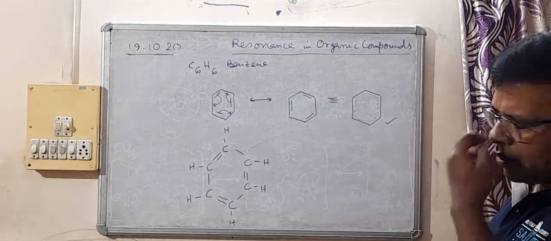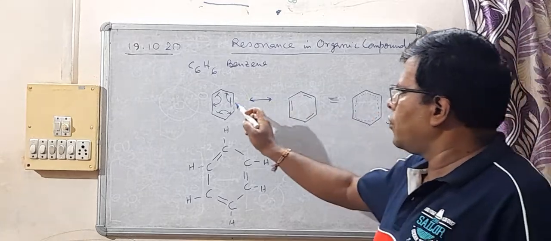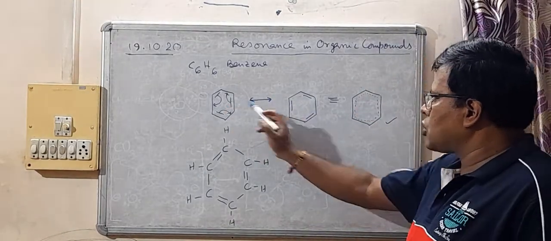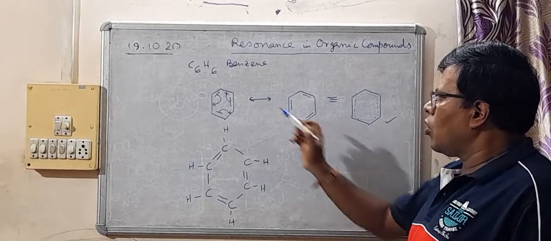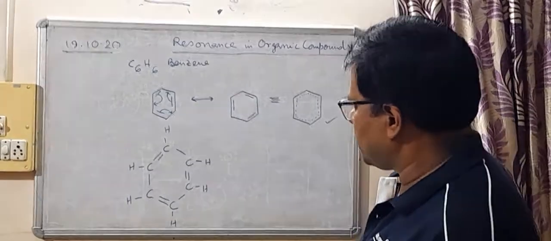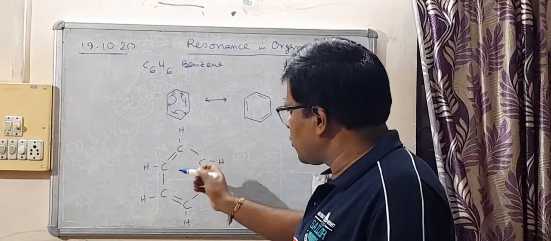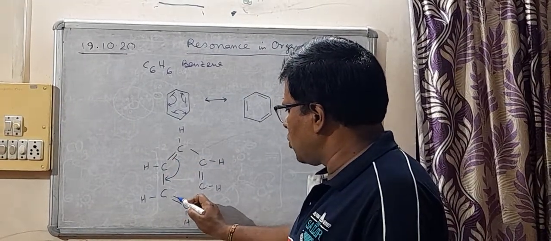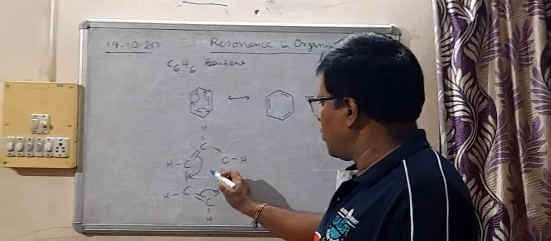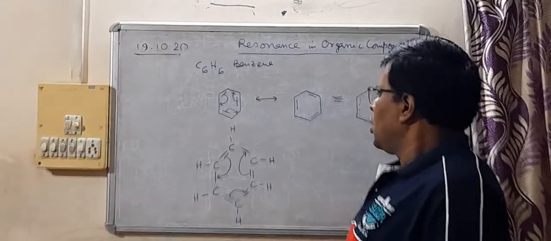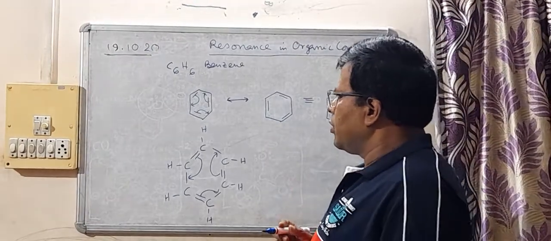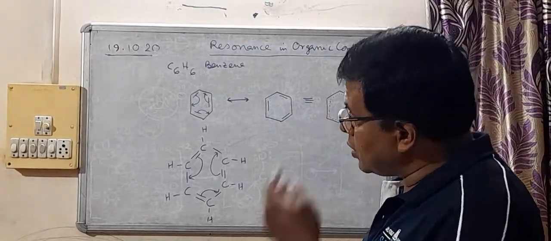Benzene is a resonance hybrid of these two resonating structures, of these two contributing structures, or of these two canonical structures. So if you want to do it from here, same thing, the pi bond will shift here because of this one, will shift here because of this one. So this is resonance happening in benzene.